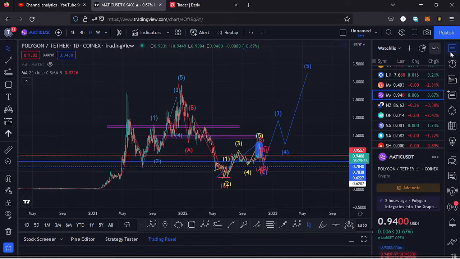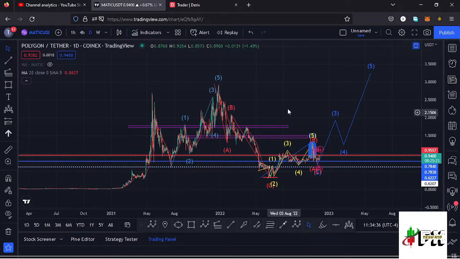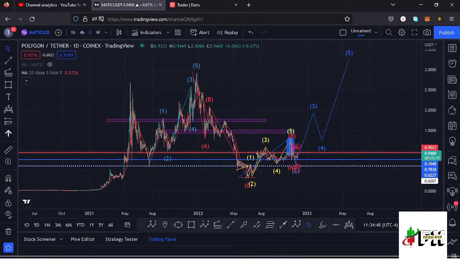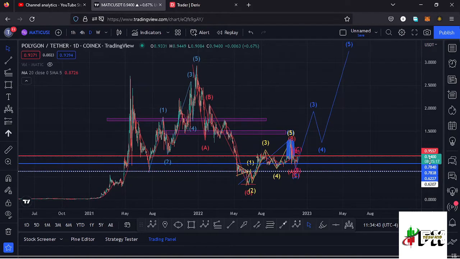Update on Polygon Matic, whose current price stands at the $0.94 mark, and here on TradingView the market is up by 0.67%. And in this video I want to give you the short-term and the long-term scenarios that I expect to play out, basing my analysis on the Elliott wave structures, the Fibonacci's, and also the key areas of support and resistance. And allow me to kickstart the video by giving you a brief of what has been happening here on the Polygon Matic chart.